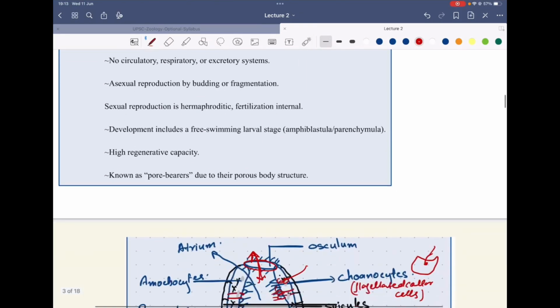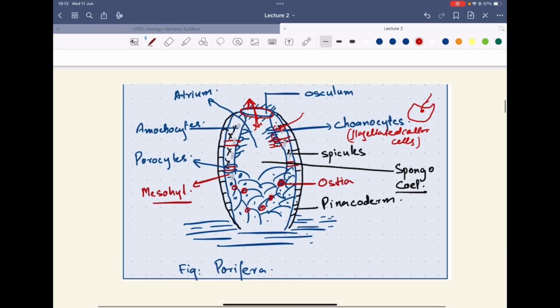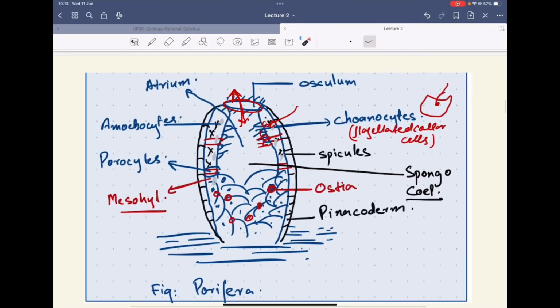Then let's discuss the features. First of all, you look at the diagram of the Porifera. You will see that there is this one opening that is called the osculum. Then there is this outer layer, this outer covering, called the pinacoderm.